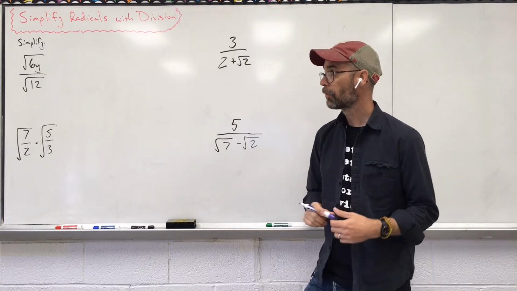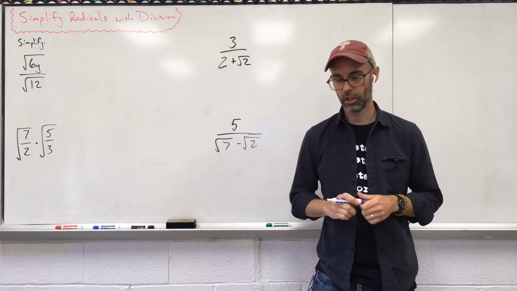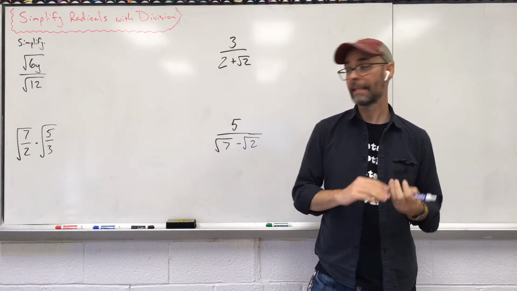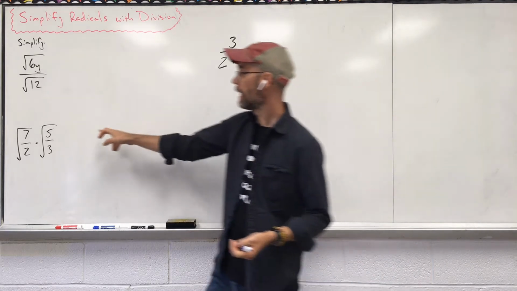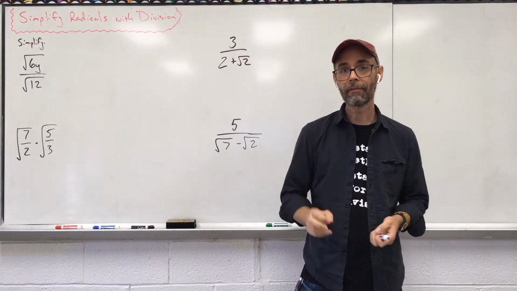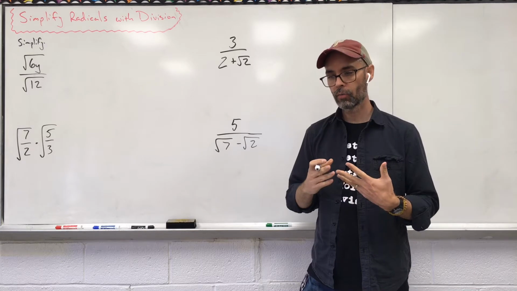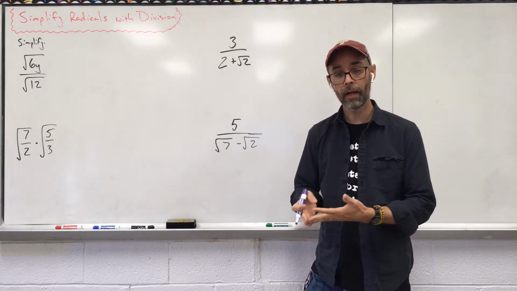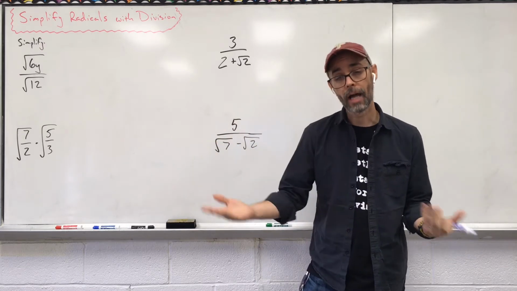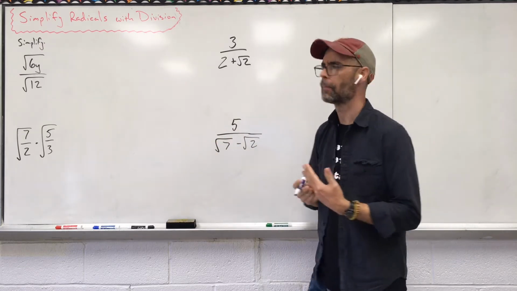We're going to look at simplifying radicals, this time with division. Now, there's one main thing that we're not allowed to have, and that is a radical in the denominator, ever. If you ever see one, we have to get rid of it. We never would leave a fraction unsimplified. We would never leave, I guess, a radical in a denominator. So we have to simplify that somehow.